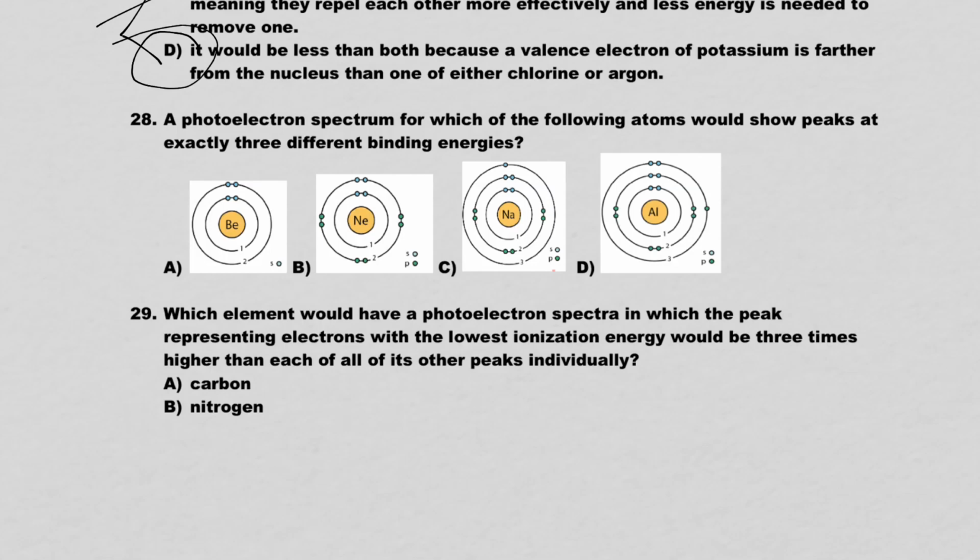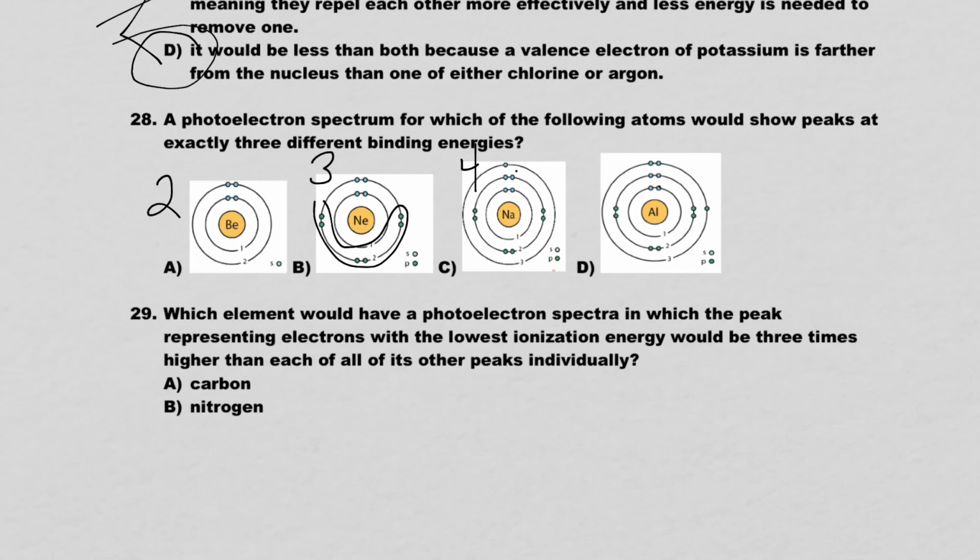So look at beryllium. That is 1s2 and 2s2, so beryllium would have 2 peaks. Neon is 1s2, 2s2, 2p6. Notice all of these, including the 2p6, would be a peak, so that would be 3 peaks. So that's kind of tricky. Let's look at C, sodium, 1s2, 2s2, 2p6, 3s1. So that would have 4 peaks.